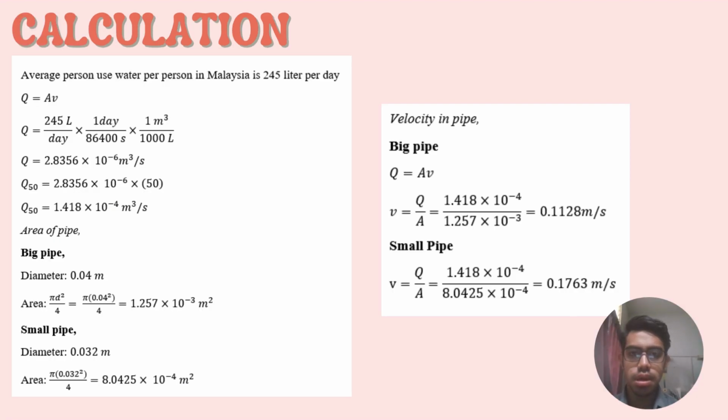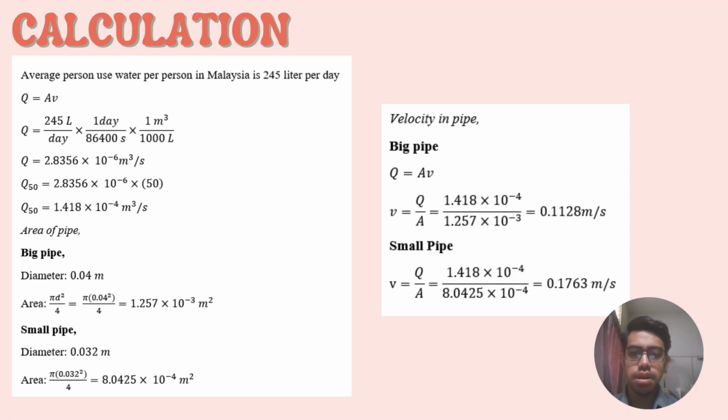So this is the calculation for this project. The average water use per person in Malaysia is 245 liters per day, and the maximum capacity for the bungalow is 50 people, so we multiply it by 50, and we will get 1.418 times 10 to the power of negative 4 meter cube per second. So this is the volumetric flow rate.